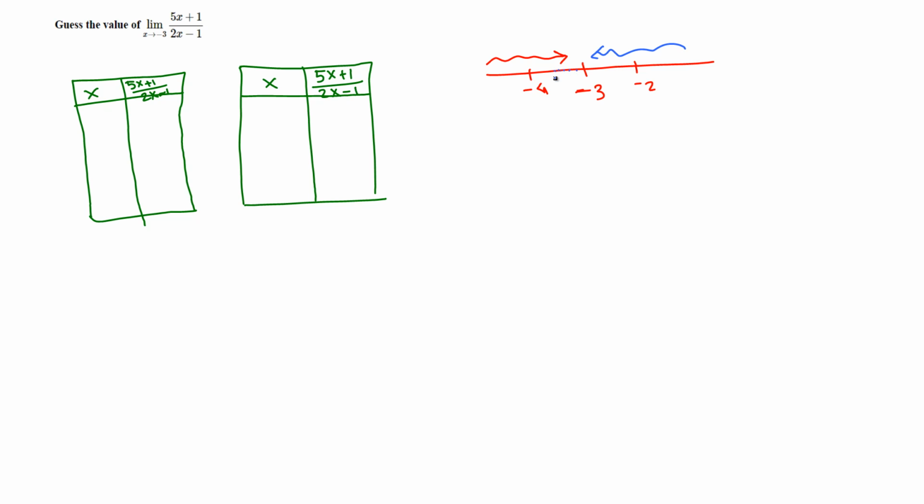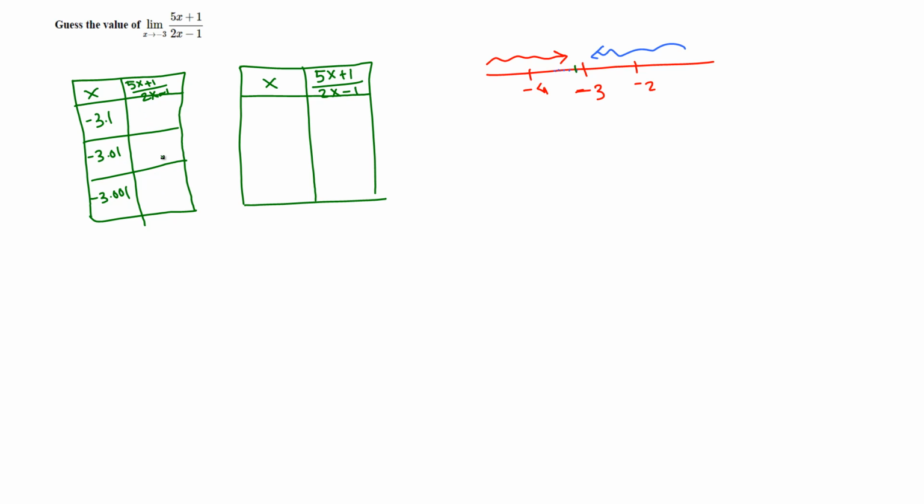Let's choose 3 values. So this would have been -3, very close, -3.1. Even if we go even closer, -3.01. Even closer to -3, -3.001.